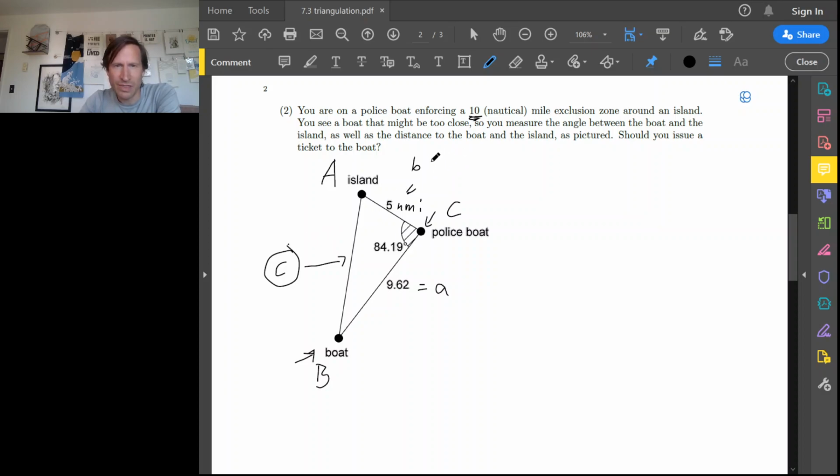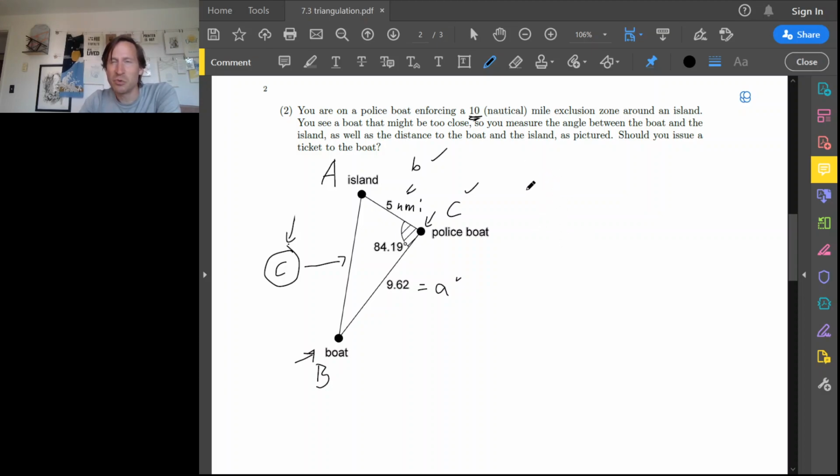So we want to know C. We know this side and this side, so we have all of the sides, and we have one angle as well. So that's sort of a case for the law of cosines, actually, right? Because the law of cosines will use all of the sides and the one angle that we know. And so this unknown side will be the only unknown. So that's what we'll do. We'll use the law of cosines.